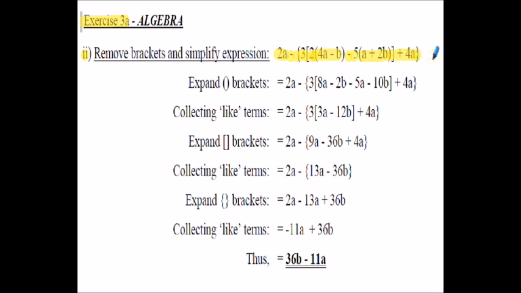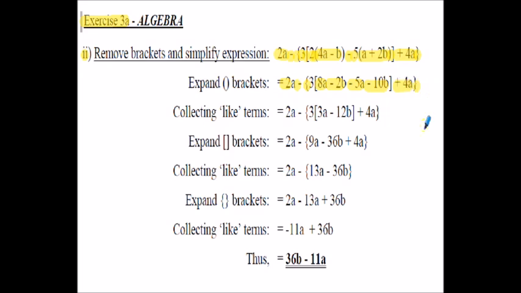So we've got nested brackets here. First thing we're going to do is expand the curved brackets. So we get 2a take away 3, and then we get 8a, that's 2 times the 4a, take away 2b, 2 times the minus b, and then we get take away 5a from the next bracket, and then take away 10b. Be careful there, minus 5 times the plus 2b is minus 10b, and then close that bracket, and then plus 4a, close the final bracket.